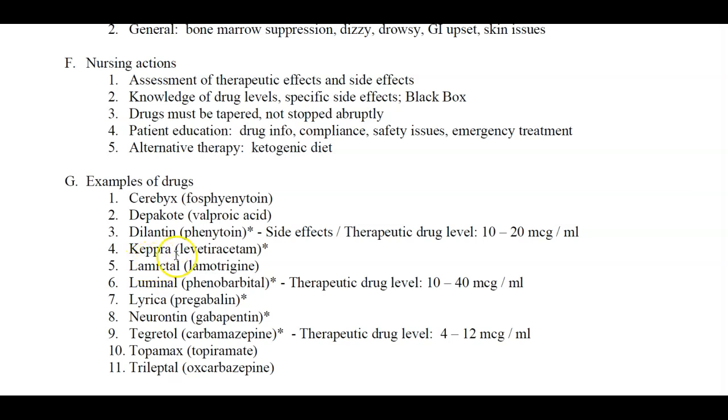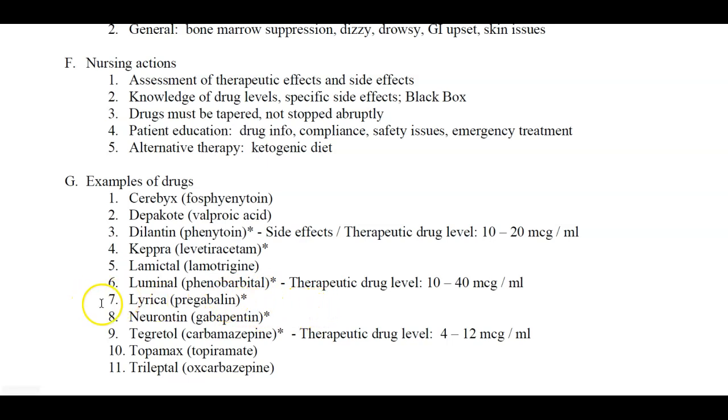I can't remember if I mentioned levetiracetam or Keppra. So levetiracetam or Keppra is one of those very commonly prescribed or ordered medications, especially in the acute care setting. So this is used for both treatment and prevention of seizure activity. As you can see here, Luminal or phenobarbital, the therapeutic drug level for this drug is 10 to 40 micrograms per ml. Lyrica or pregabalin and Neurontin or gabapentin, although these medications are used for seizures, these are also medications used for neuropathic pain or nerve pain.